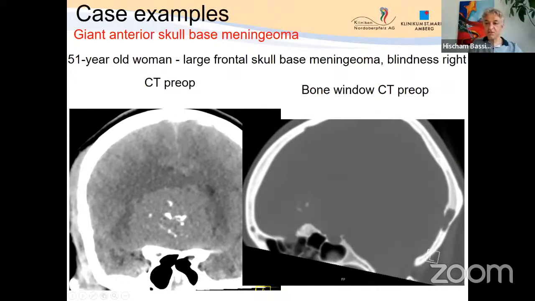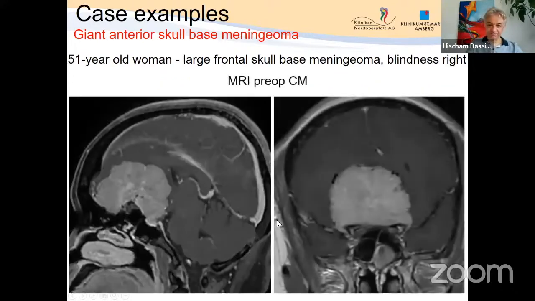And the patient was presenting, and this is actually rare in Germany at least, with blindness on the right side. Usually the patients are coming before this, but she actually was almost blind on the right side. You see this hyperostosis here on the frontal base. And this is the tumor. You see this hyperostosis here.